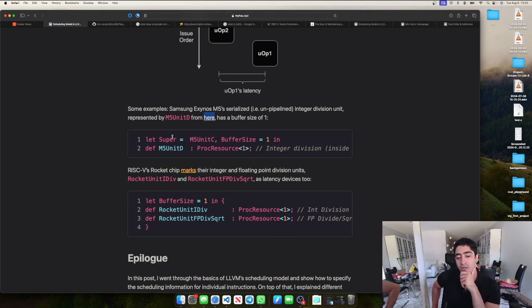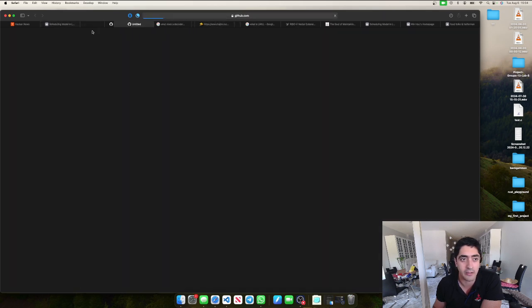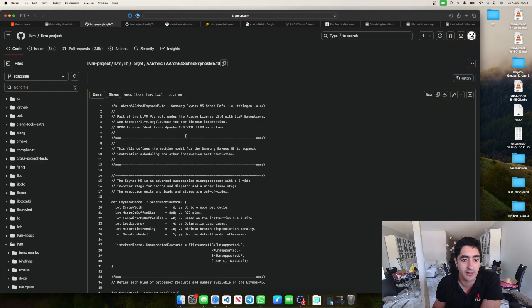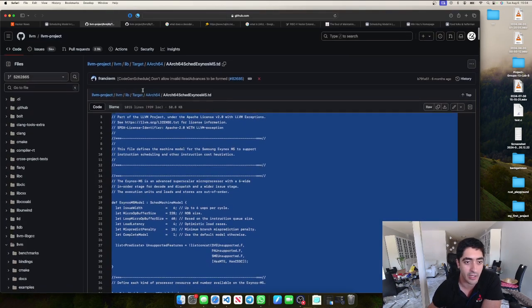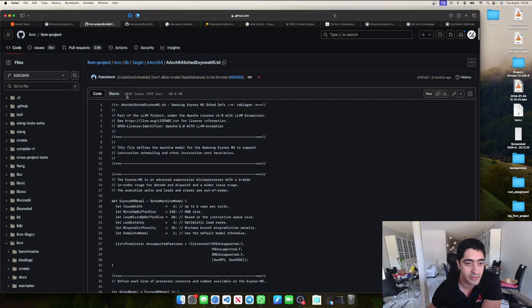RISC-V's Rocket chip marks their integer and floating point division units, Rocket unit 1 div and Rocket unit FPDiv squared, as latency devices too. So wait, these guys wrote their thing in here. That's how he found it. It's probably going through this every day. This is 1,000 lines of code.